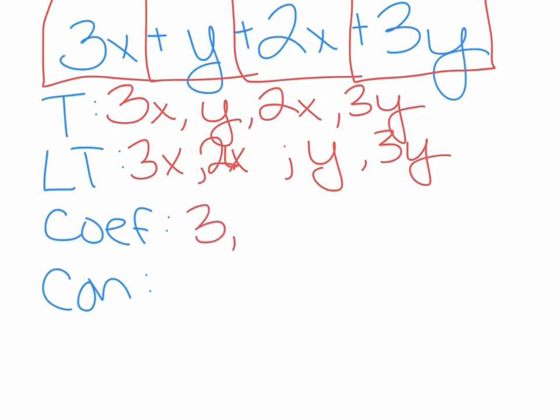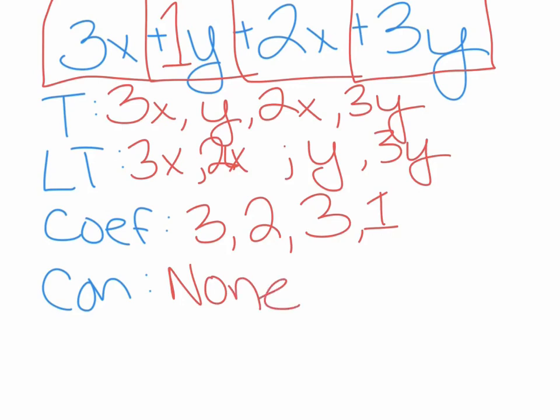Coefficients. We have 3, 2, and 3. I hope you're saying, Miss Townsend, you forgot the 1. Remember, anything in front of a variable is a coefficient. So we have one more coefficient, and we have none for constants. There's nothing without a variable for this one.